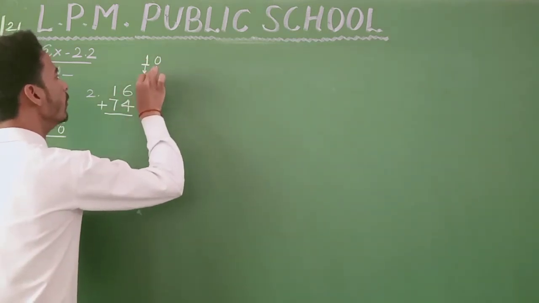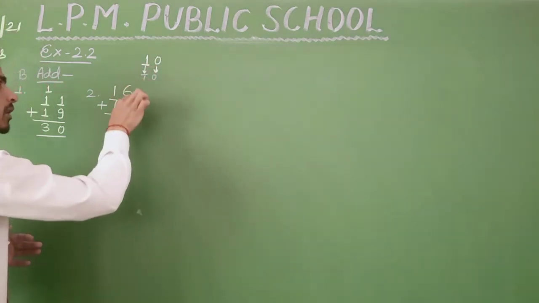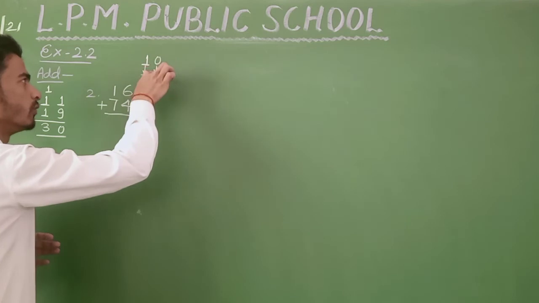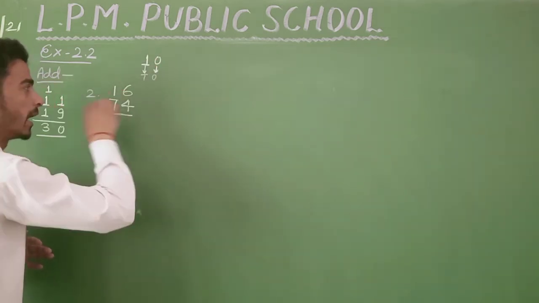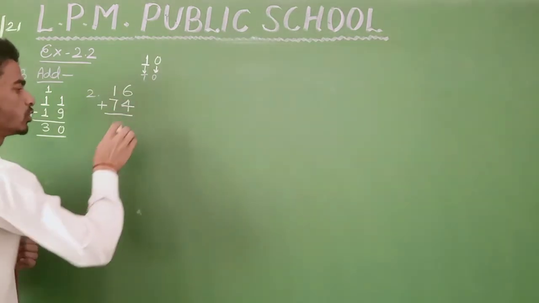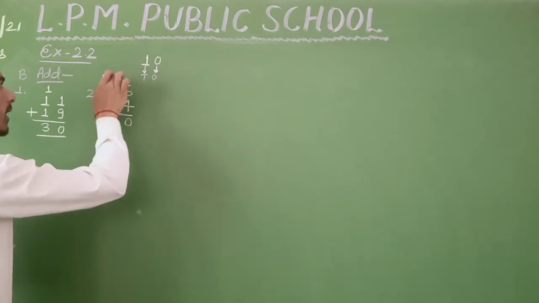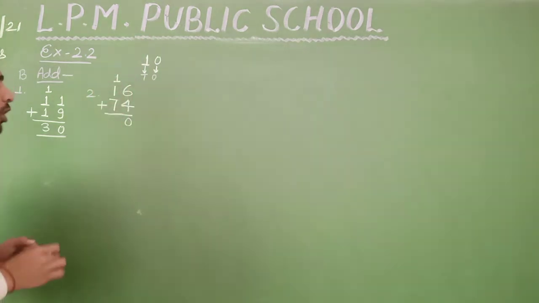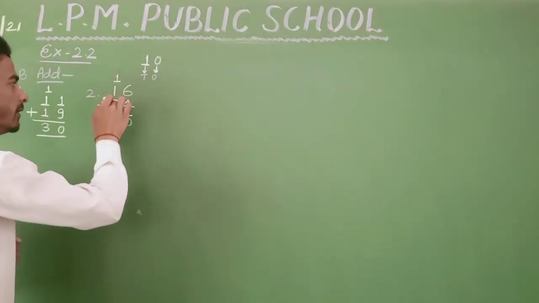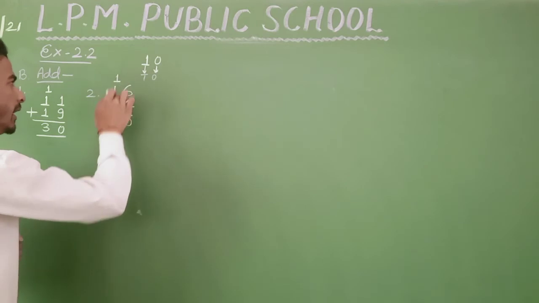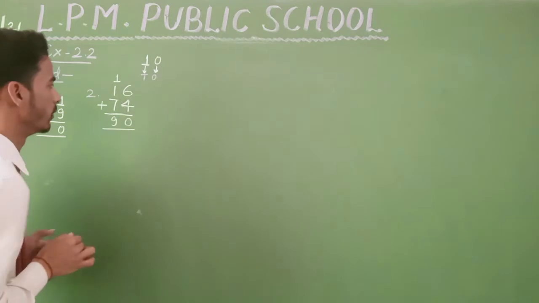Okay, so we have to write here. 6 plus 4 is 10, and in 10, 0 is in the ones place and 1 is in the tens place. So we have to write 0 in the ones column, and we have to put 1 as a carry up to the tens column. And now we have to add the tens. 7 plus 1 is 8, and 1 carry makes 9. That makes it 90. Okay.